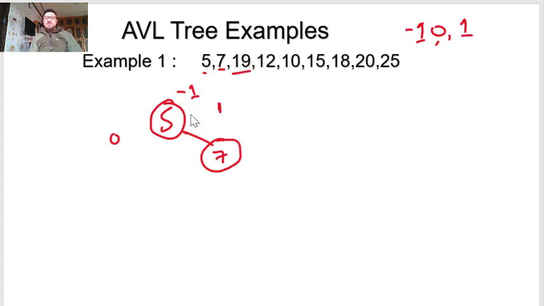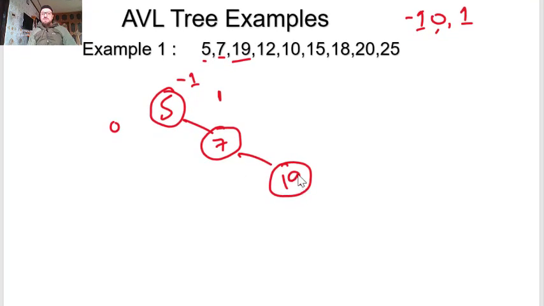Where does the 19 go? 19 is greater than 5, 19 is greater than 7, so 19 has to go here. Okay, check the balance factor. Balance factor for this 19 is 0, right? Because left subtree is 0, right subtree is 0, 0 minus 0 is 0. What about 7? There is no left subtree, so height of the left subtree is 0, and right subtree is 1. 0 minus 1, negative 1. So it is negative 1, no issue, that's good.